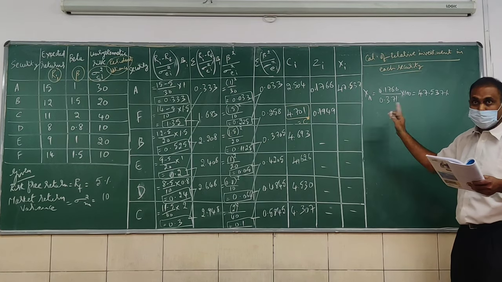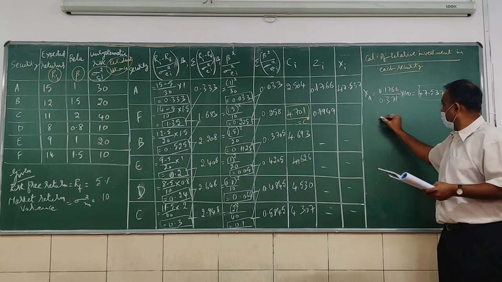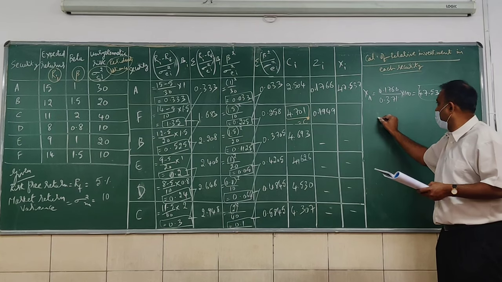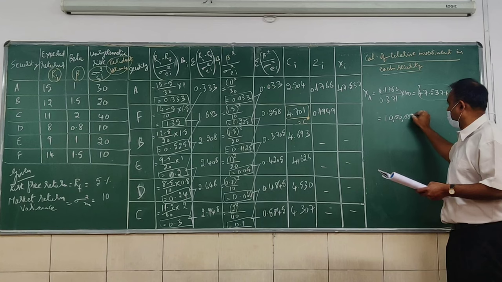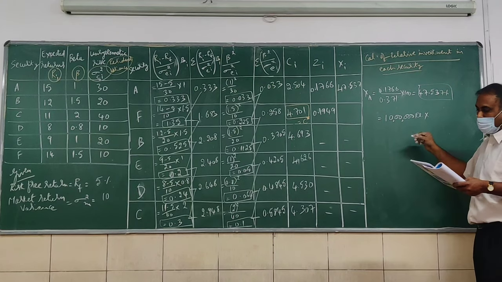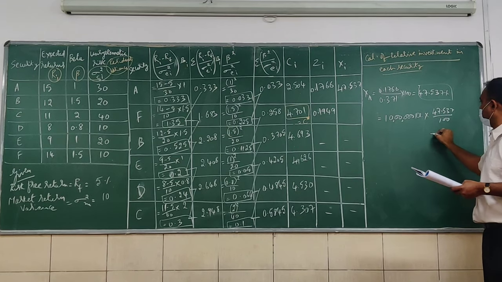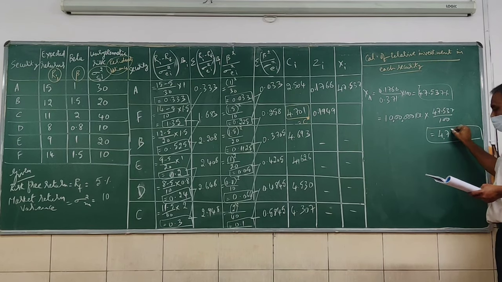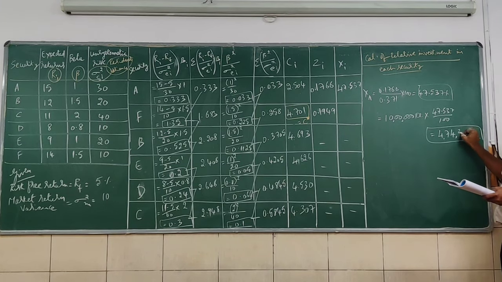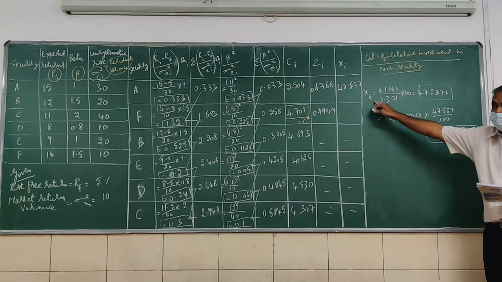Which is the amount? What is an amount? Okay. If it is an amount, how much to be invested? Have a look at it. 10 lakhs is the amount, correct? 10 lakhs into 47.537 divided by 100, 4.75 lakhs. This much to be invested out of 10 lakhs in each one?